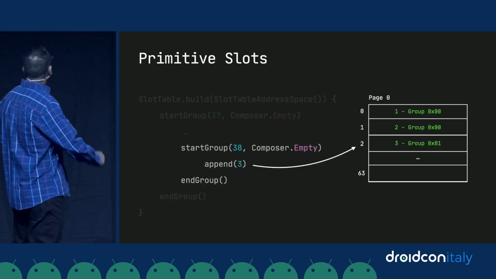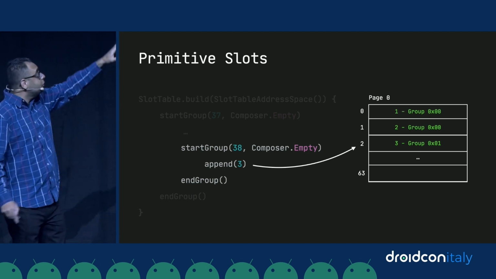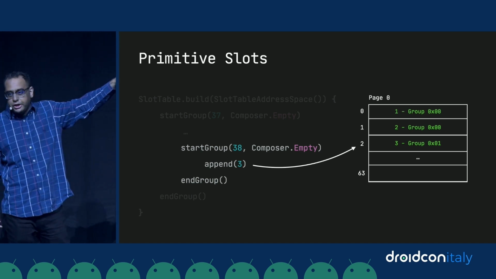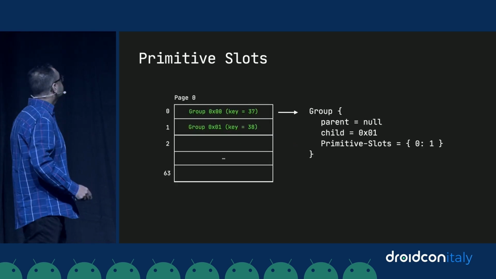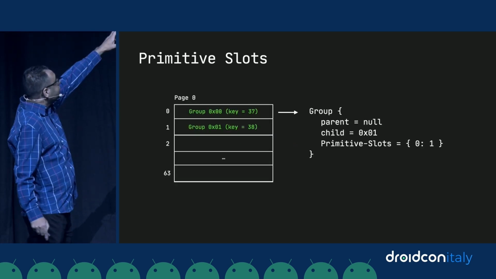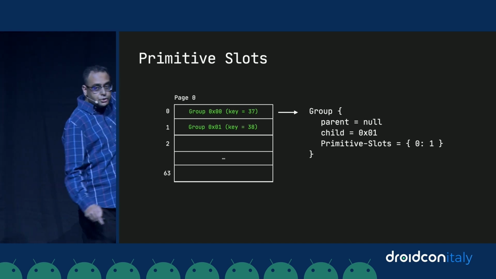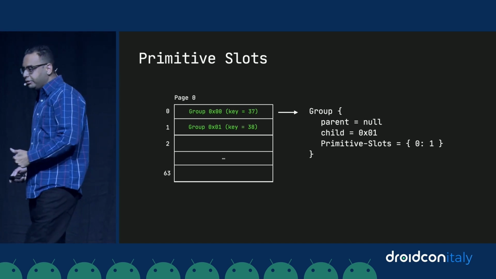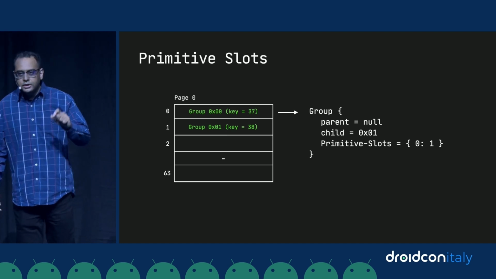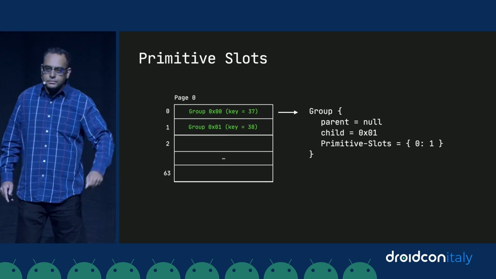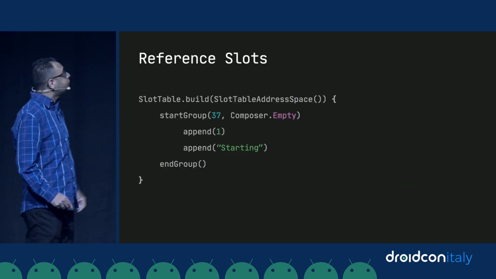So you could also have a child group right there, which also has primitive values, and all of these slots are shared between all of those composable functions. So next thing is that, you can see right there in the group metadata, each group has primitive slots that store information such as your integer values, your primitive values. They also store information about your reference types, such as the strings that you're passing in. So it looks like this. Suppose you had a string right there for this composable function.